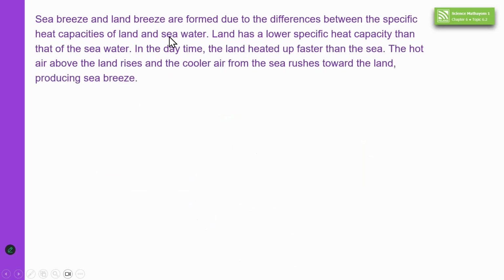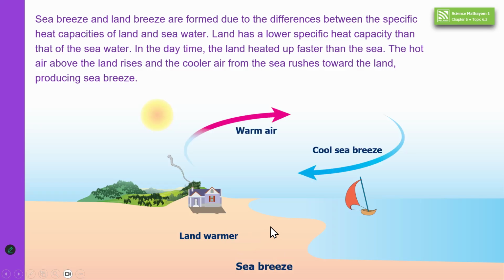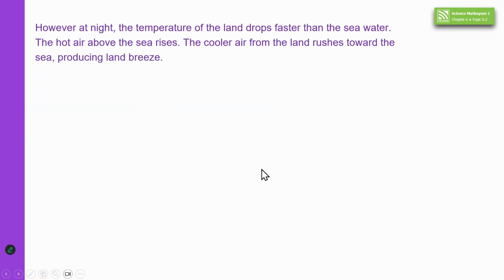Now, sea breeze and land breeze are formed due to the differences between the specific heat capacities of land and sea water. Land has a lower specific heat capacity than that of the sea water. In the daytime, the land heated up faster than the sea. The hot air above the land rises and the cooler air from the sea rushes toward the land, producing sea breeze. You see that? All right.